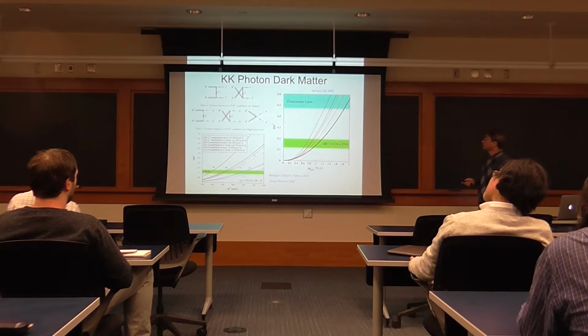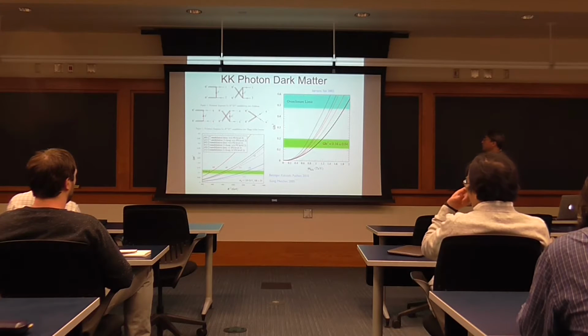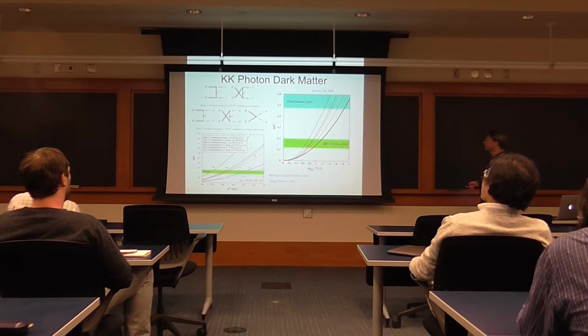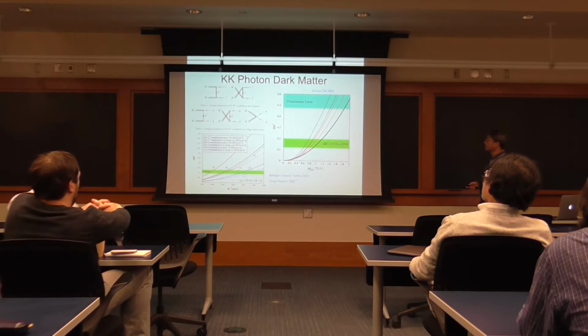The first calculation was done by these people a long time ago, and this black curve gives you bounds. Taking 0.11, this gives you about 800 or 900 GeV. You don't want to go above it; you want to be on the left side of this curve.